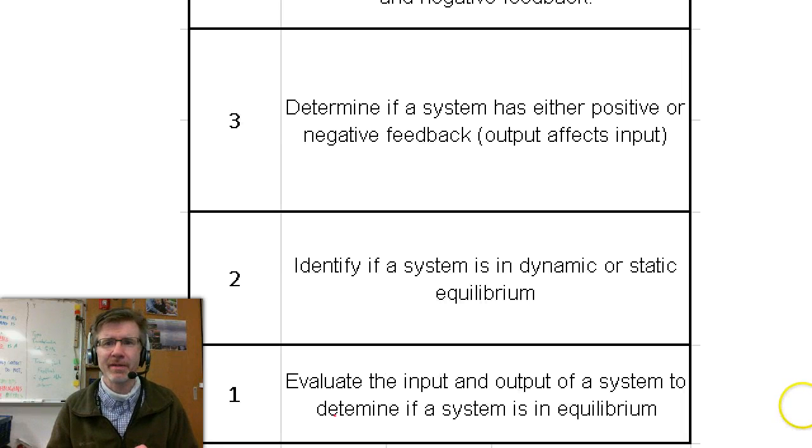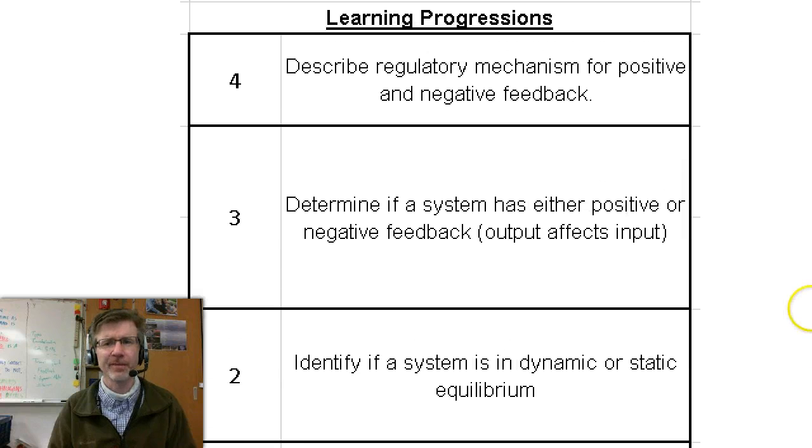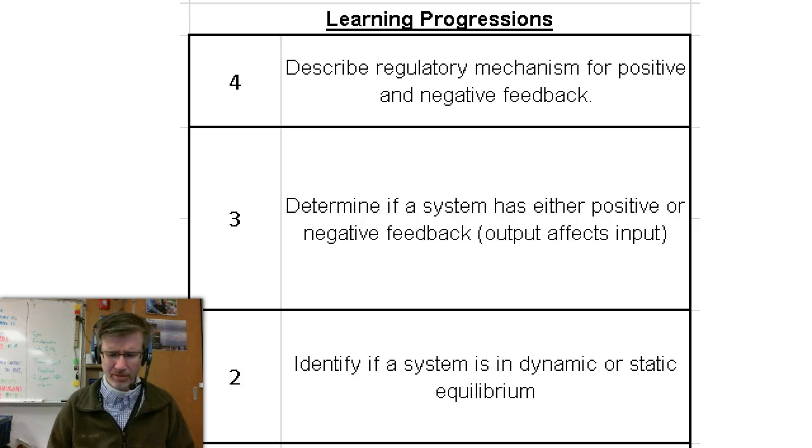Then I'm going to determine if the system has either positive or negative feedback. Feedback just means that the output affects the input, right? If I take a microphone and put it next to the speaker, I get that feedback. Weep! Drives you crazy, right? And then for level 4, you need to tell me what the mechanism is in a system for positive and negative feedback. Like, how does it work?